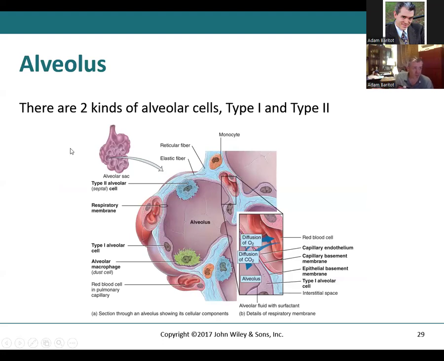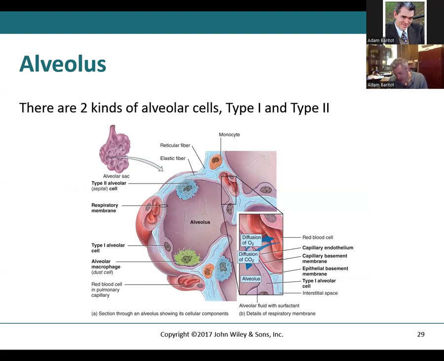There are two types of alveolar cells, type 1 and type 2. The more numerous type 1 alveolar cells, or pulmonary epithelial cells, are simple squamous epithelial cells that form a nearly continuous lining within the alveolar wall. Let's find our type 1 cells. Type 1 cell, type 1 cell, type 1 cell.